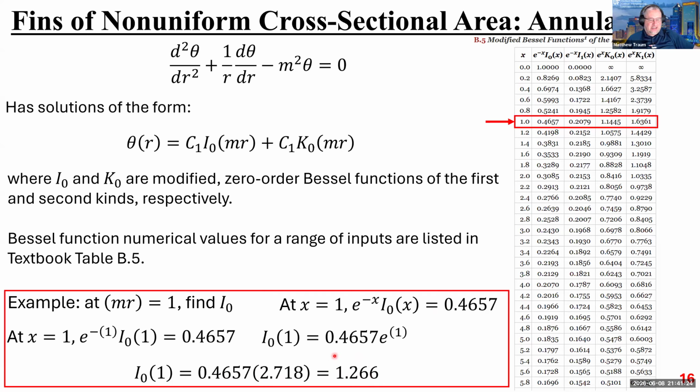So this is the actual value of the zero order Bessel function of the first kind for MR equal to 1. It's 1.266. Okay, so hopefully if you ever have to solve an equation like this, now you know how to use this table to validate what the AI is doing, make sure it's right. Okay, cool. Let's move on.